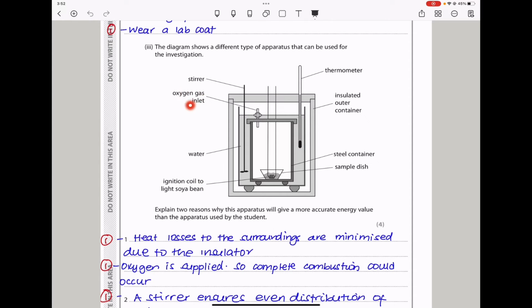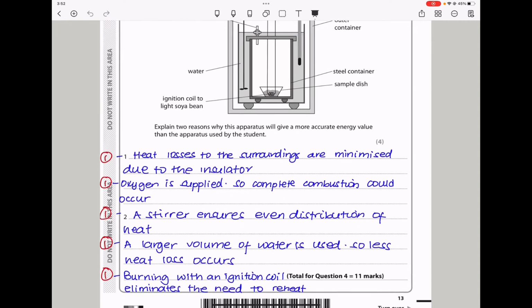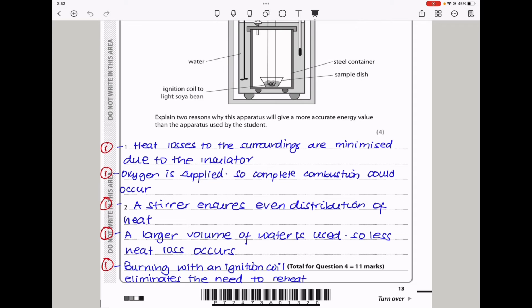There is an oxygen inlet, meaning oxygen is going to be supplied, so there is low chance of incomplete combustion. Then there is a stirrer to ensure even distribution of heat. There is an insulator to prevent heat loss to the surroundings. So this is going to be a more efficient method for heat transfer from the sample where it's heated to the water. So they say explain 2 reasons why this apparatus will give a more accurate energy value than the apparatus used by the student.